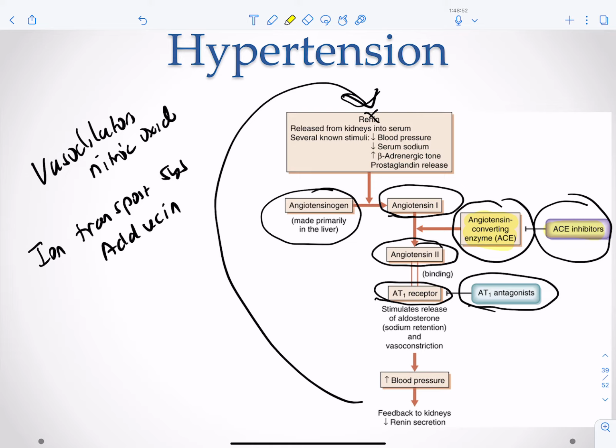Angiotensin 2 is going to be able to bind to your receptor, angiotensin receptor 1. There are also drugs that will be antagonists, so compete for the binding of the angiotensin 2. And the receptor, once it's stimulated, is going to release the hormone. And the hormone aldosterone is going to cause sodium retention and vasoconstriction, which increases blood pressure. And this is a feedback to kidneys to decrease renin secretion. And so the kidneys will decrease renin, and it will prevent this formation of angiotensin 1.